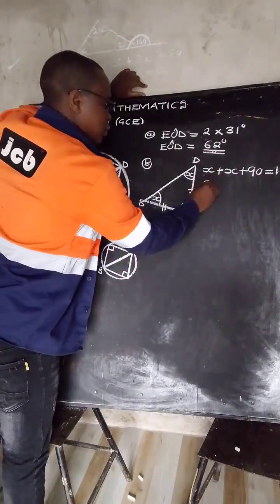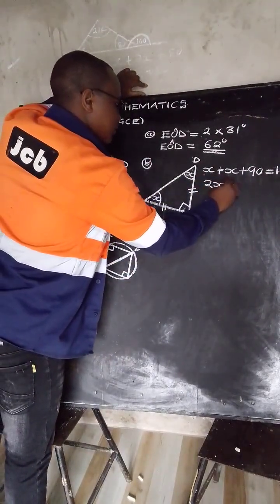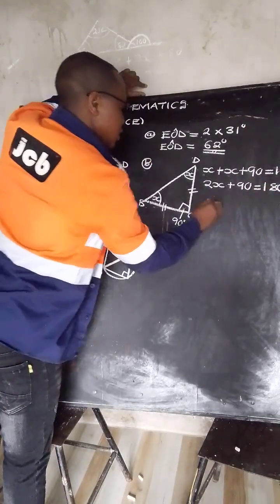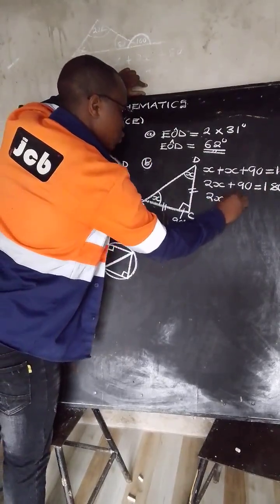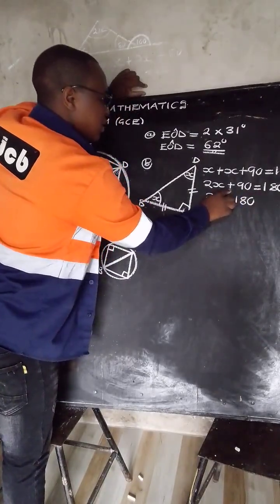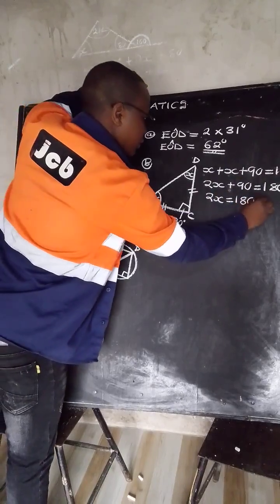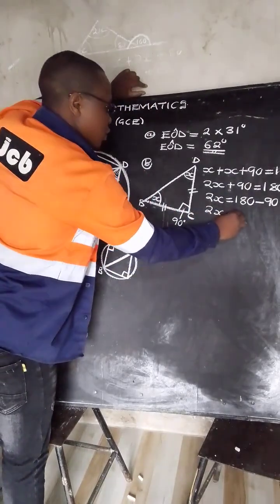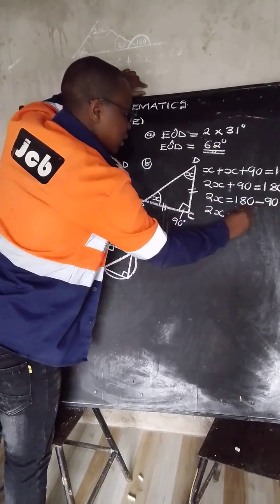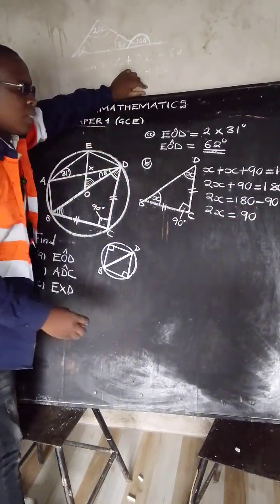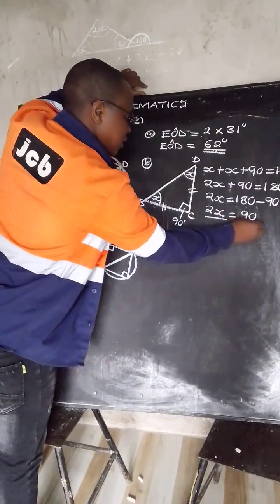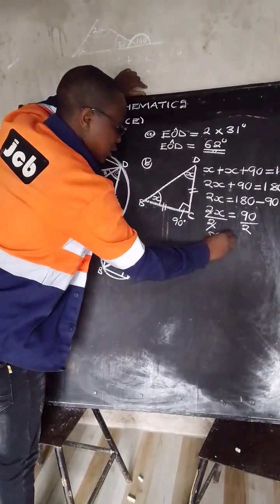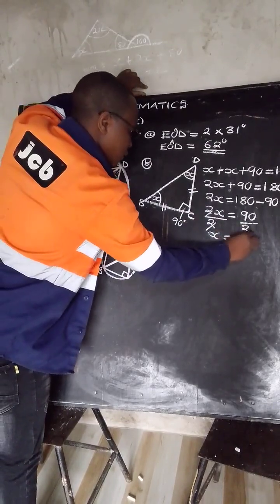So x plus x, we get 2x, plus 90 is equal to 180. So 2x is equal to 180. This is positive 90. When we transpose this, we're going to have a minus 90 this side. So 2x is equal to 180 minus 90 to get 90. Then for us to remain with x, we're going to divide both sides by 2. So over 2, over 2. These two are going to go. X is equal to 90 divided by 2, which is 45.